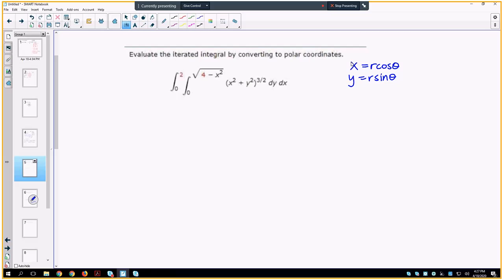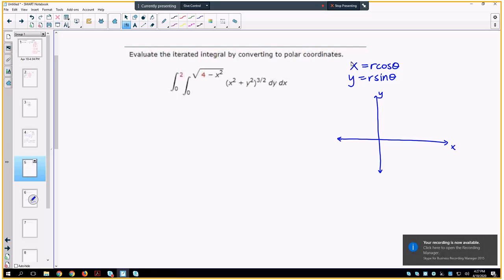So let's draw an xy plane. And I can see that all of my bounds are positive in x and y, so I'm going to be in the first quadrant, it looks like, because I'm 0 to something positive and 0 to 2. So my y is running between 0 and square root of 4 minus x squared. 4 minus x squared is the semicircle of radius 2.